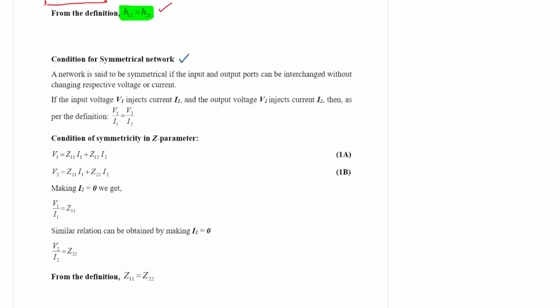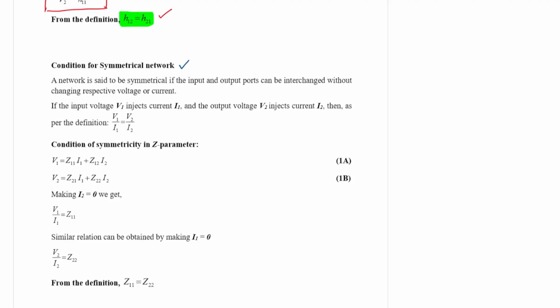Welcome friends, we are discussing two-port networks. Now in this part we shall discuss the symmetrical network. What is a symmetrical network? Let us first understand. Suppose we have a network.